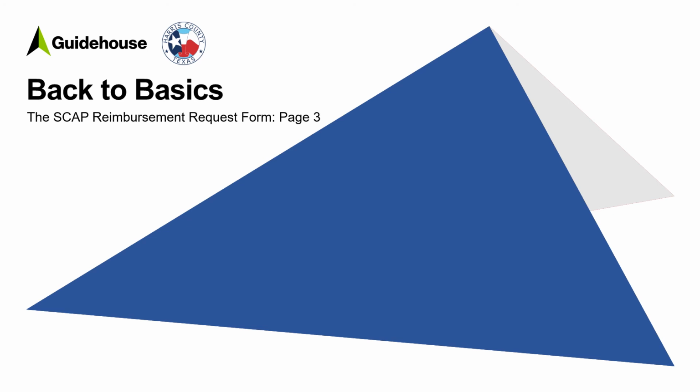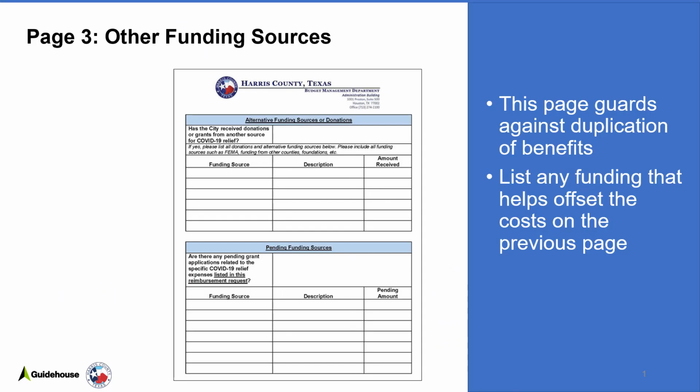This video will discuss how to complete page 3 of the reimbursement request form, other funding sources. Taken as a whole, this page serves two purposes. First, it helps us understand your full funding situation to make sure there are no apparent funding duplications. Second, it is your place to list any funds that will offset the cost you incurred, reflected on page 2.